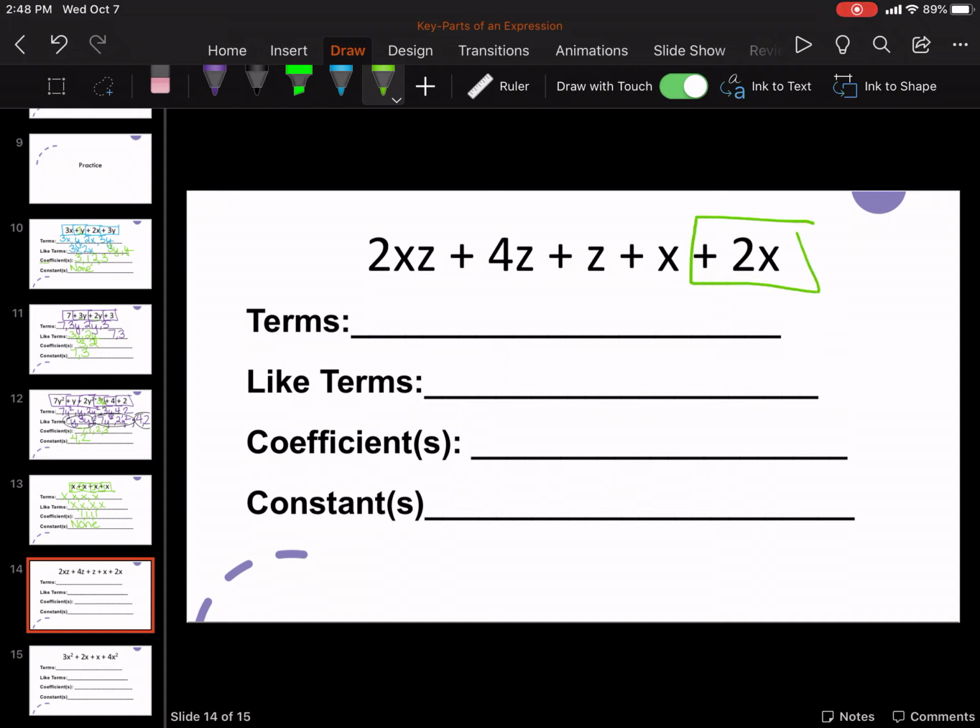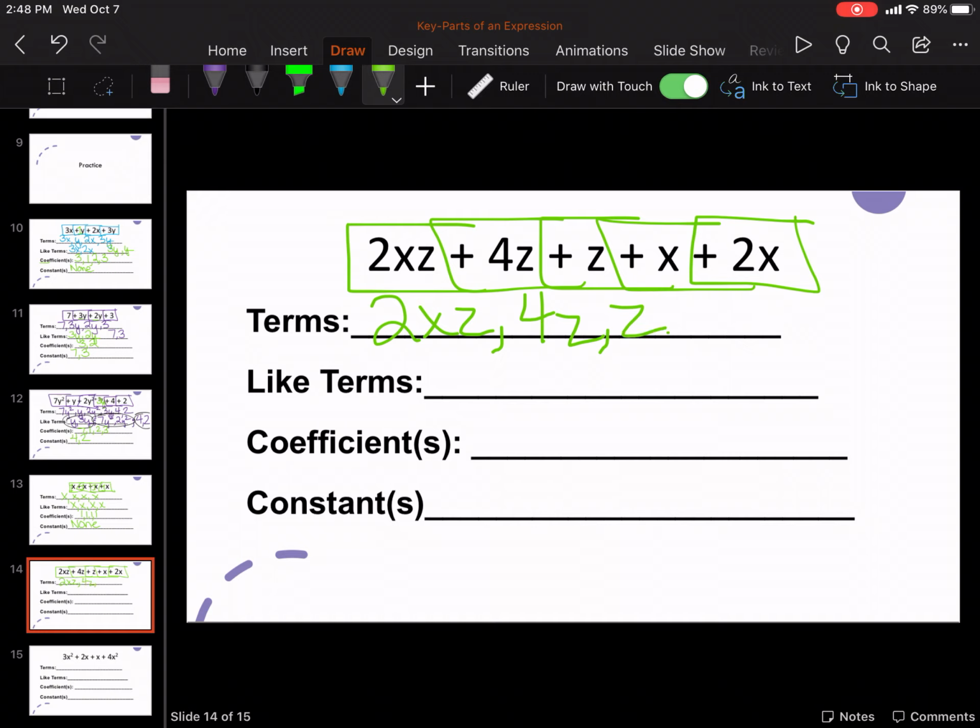Okay. I'm going to train it up. My terms: 2xz, 4z, z, x, and 2x. So my like terms are 4z and z, x and 2x.